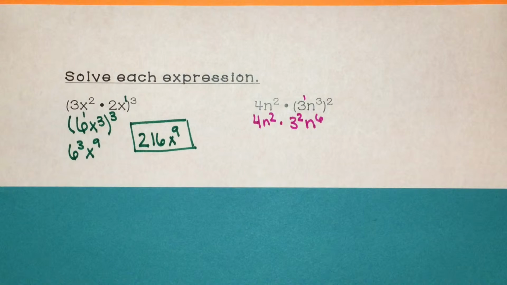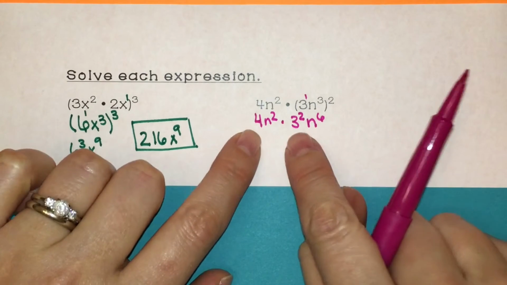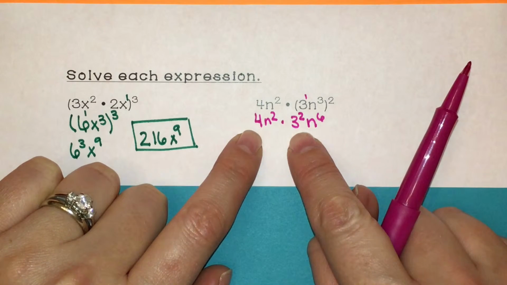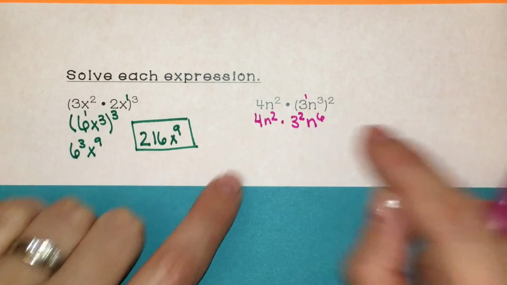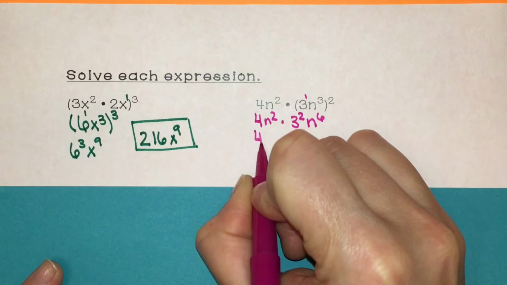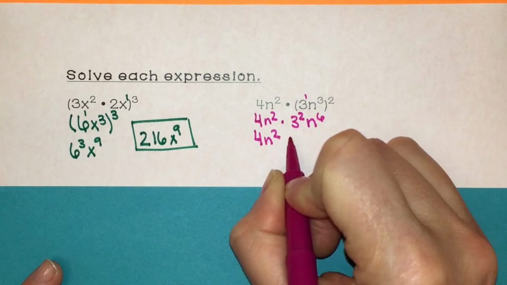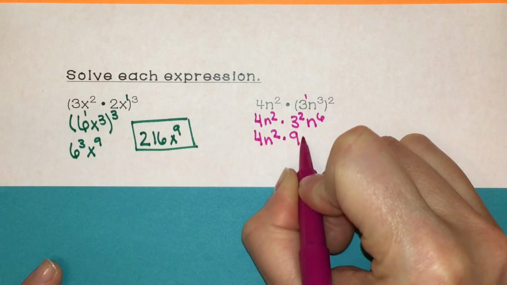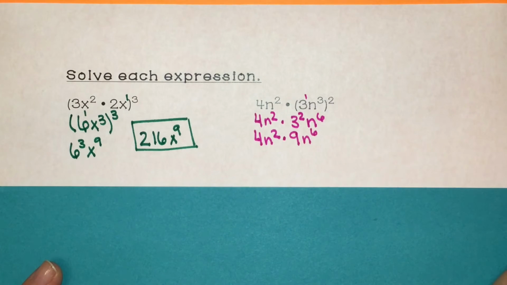I need to simplify that 3 to the second power because these bases are not the same. So when I multiply the numbers, I can't just add the exponents. Remember, it's only if the bases are the same. So I'm going to simplify. 4n squared stays the same times 3 squared. 3 times 3 is 9. N to the power of 6.